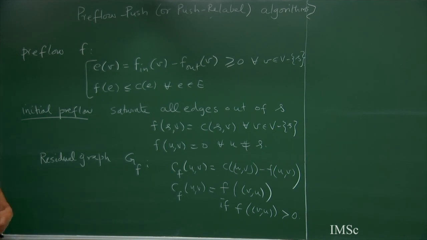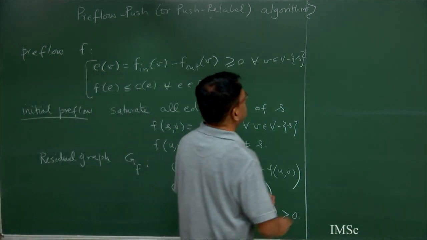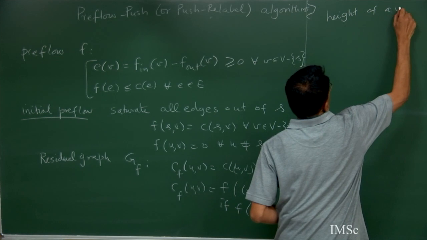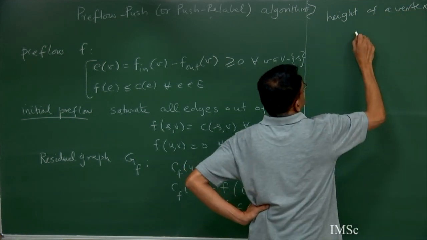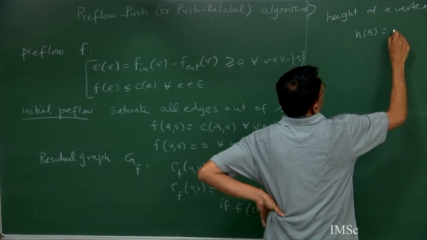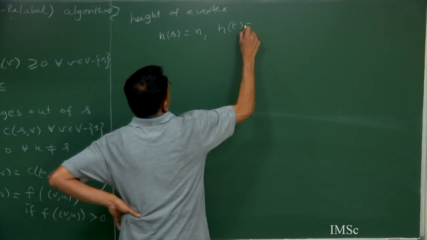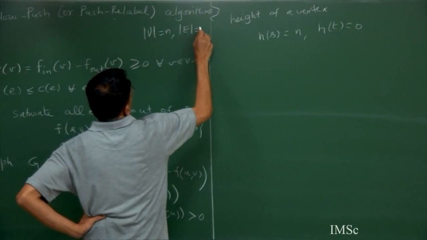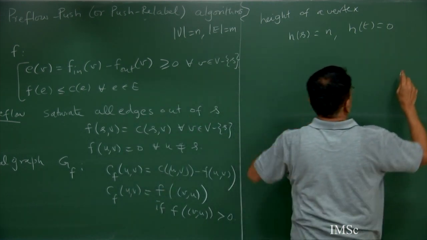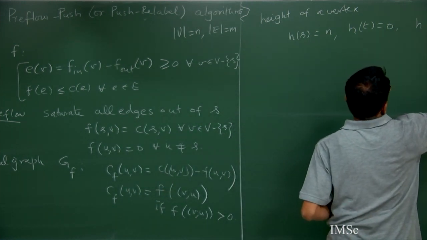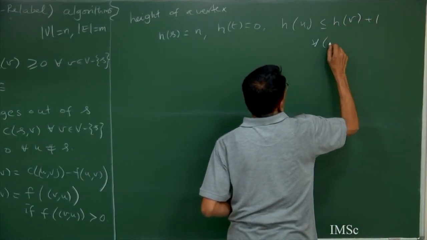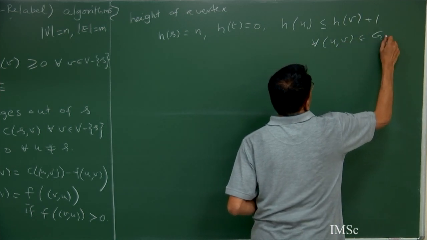Okay. So how do we ensure this invariant that there is no ST path in the residual network? There is another associated notion of a height of a vertex. So what is this? We have h(s) = n, h(t) = 0. This is assumed, and this is the more important thing: h(u) is less than or equal to h(v) plus 1 for all edges uv in the residual network.